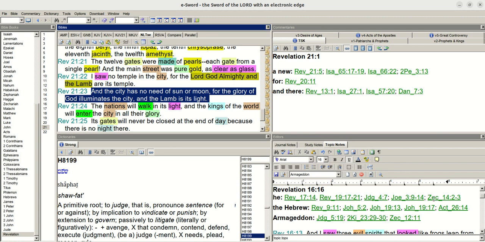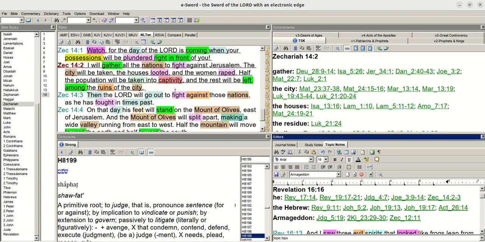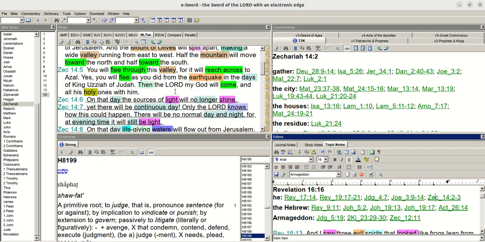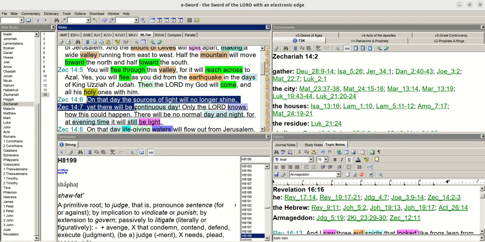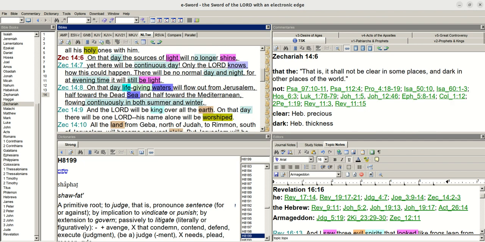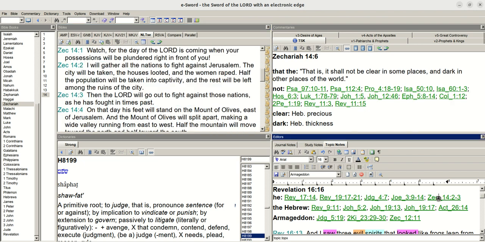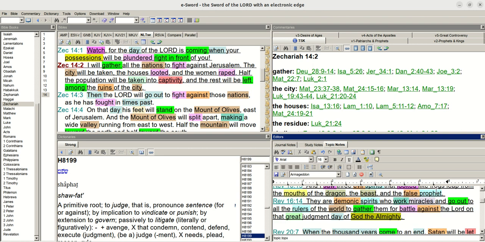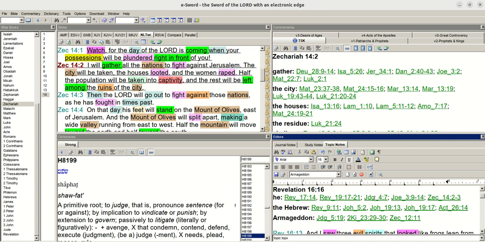Now, when we get back to Zechariah, it talks about how on that day the sources of light will no longer shine, yet there will be a continuous day. Only the Lord knows how this will happen. So it says on that day. So is Zechariah talking about the first battle or the second battle? I'd say pretty much getting into the second battle.